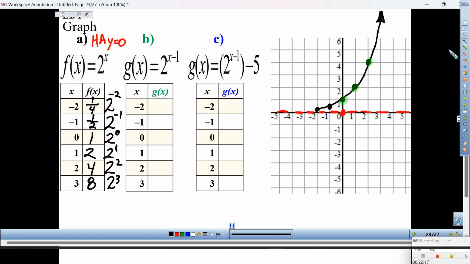But let's go back to this. We have our points: negative 2, 1/4; negative 1, 1/2; 0, 1; 1, 2; 2, 4; and 3, 8. It's in that arrow. Okay. Now, if we look at this one with our general rule that we came up with, look up to the screen.